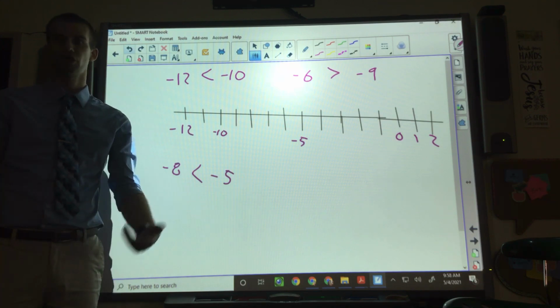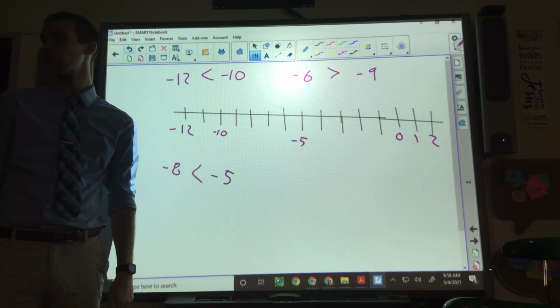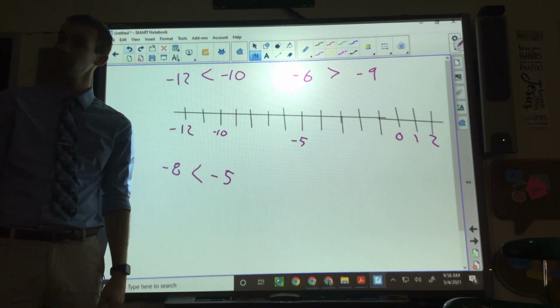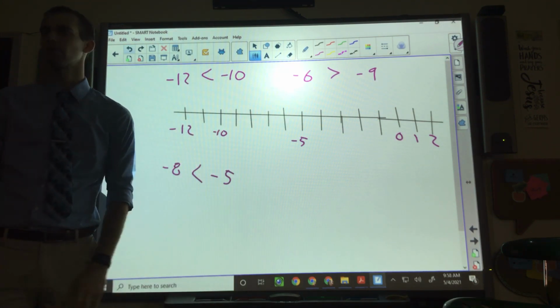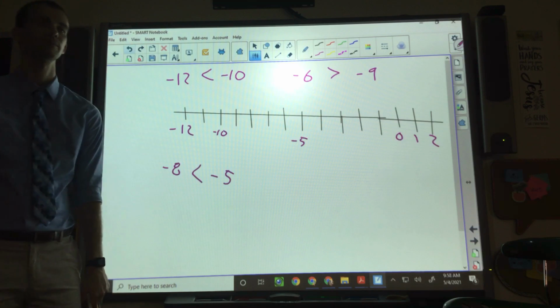But if you're just saying, oh man, I've got this, I don't need to reference the number line every time, might you be right? Yeah, you might be right, but you also might be wrong, and then you're not going to do so well on the assignment. Yes?